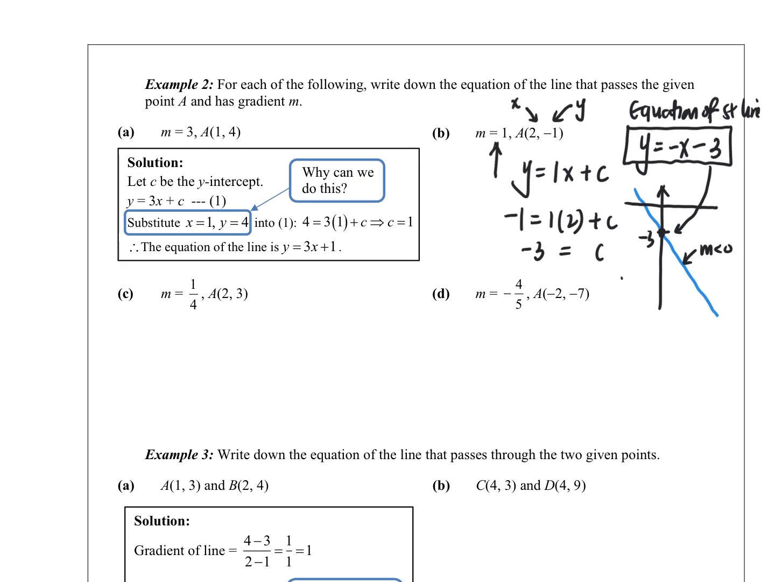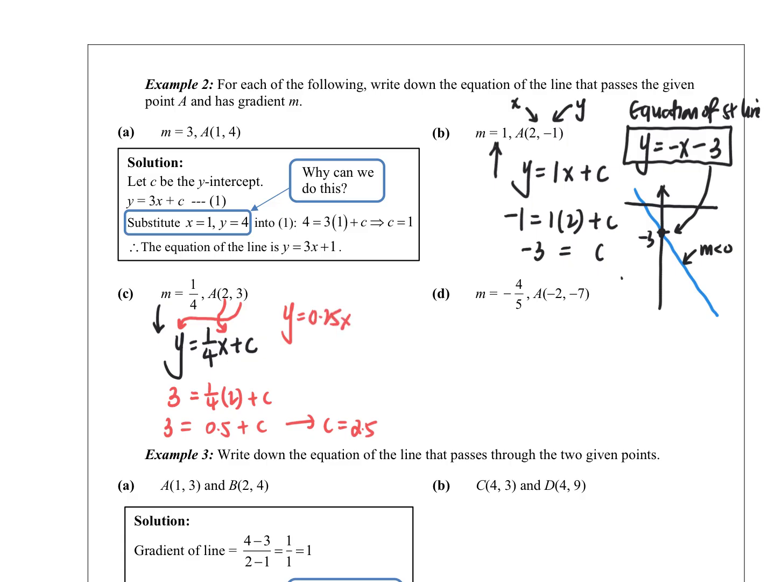Okay, same thing here, gradient given to you. So y equals to mx plus c. Go and put in your x to be 2, put in your y to be 3. So c in this case is 2.5. So your equation is y equals to 1/4 x plus 2.5. Okay, try to keep it consistent. If it's decimal, you decimal all the way. If it's fraction, you fraction all the way. Okay, so this is your equation of your straight line.